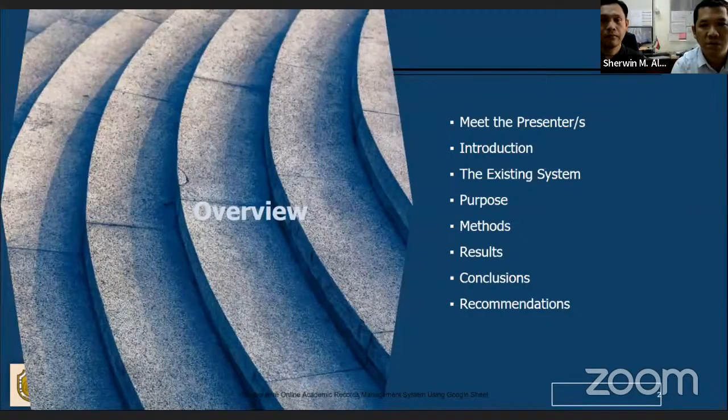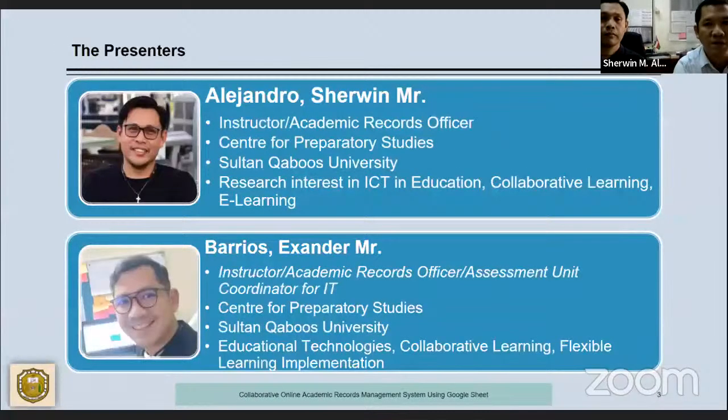So with my colleague, Mr. Sherwin Alejandro, we will be presenting the following. We'll be discussing the existing system that we are using for our academic records management, its purpose, the methods and results. We also have the conclusions and the recommendations later on.